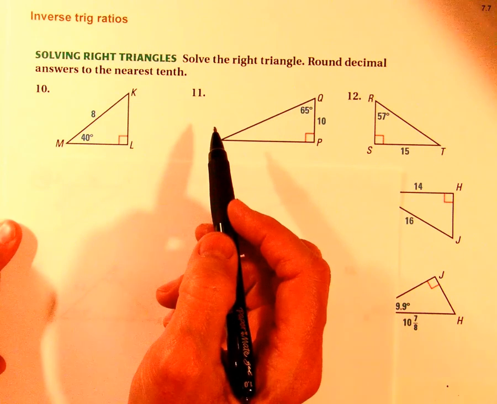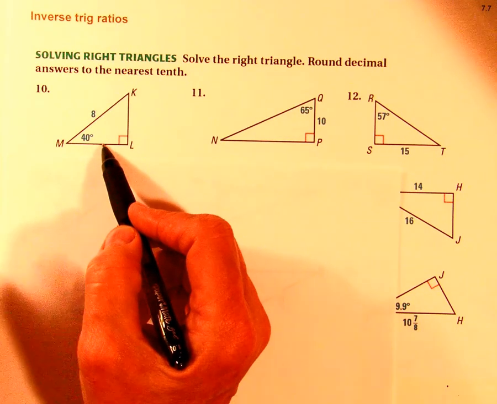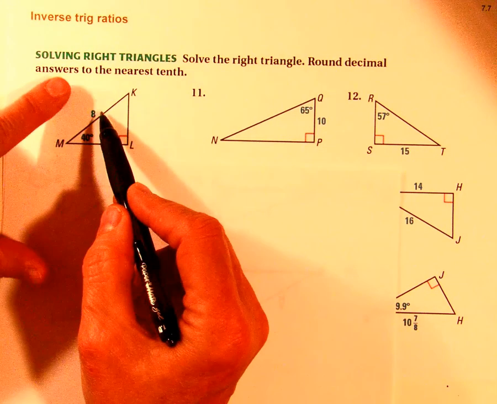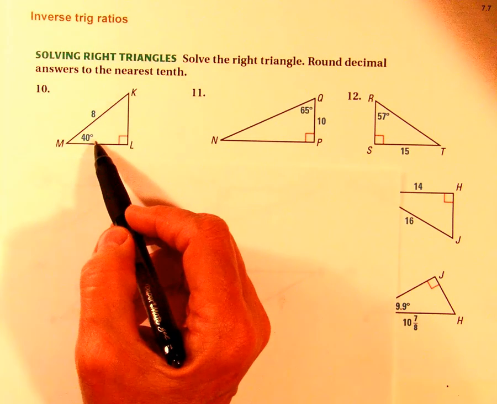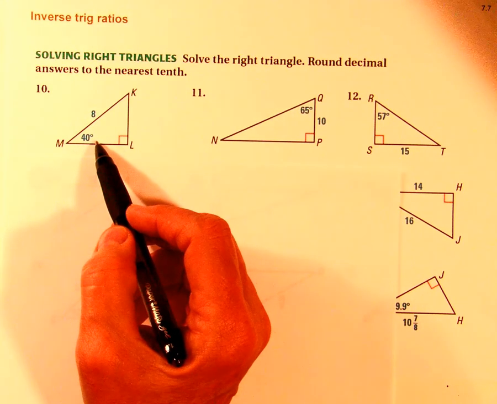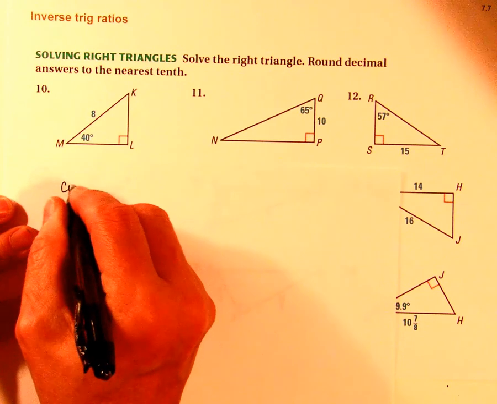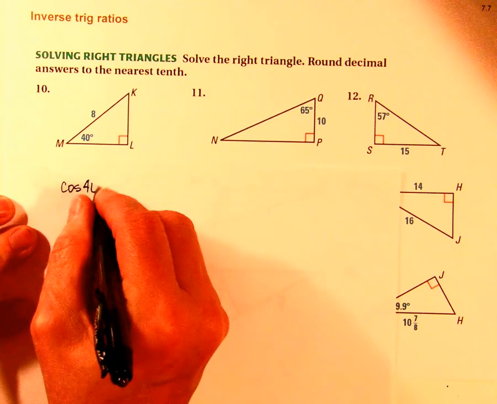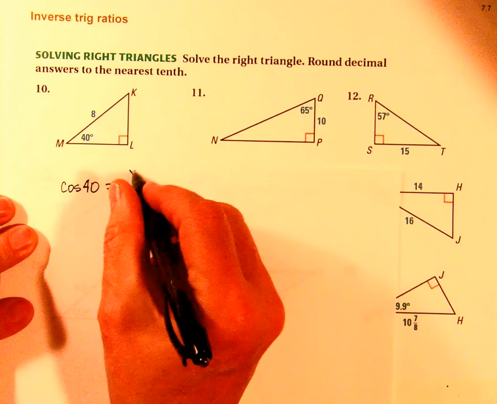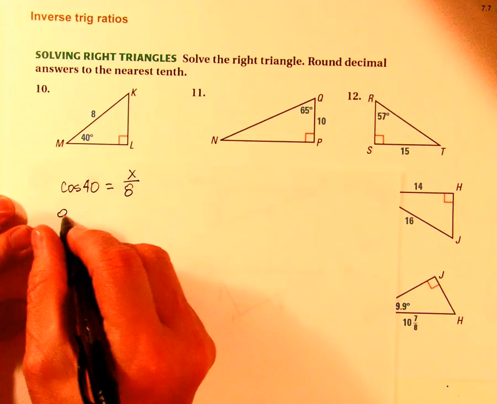Okay, so let's say I want to find the cosine first. That would be the adjacent. So I want the adjacent. I have the hypotenuse and I know the angle. Well, I know the angle and I want to find the ratio, don't I? So I know that the cosine of 40 degrees is equal to adjacent, which I don't know, over hypotenuse, which I do. Solve for x.